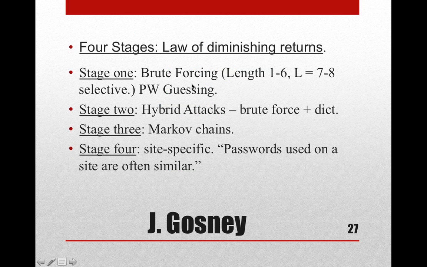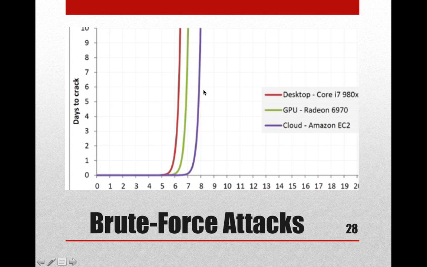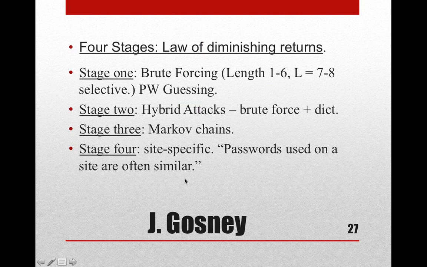I mentioned they use this OCL hashcat. So he did the brute forcing 1 to 6 characters. For length 7 and 8 characters, he was much more selective. If you look at a brute force attack here, you can see it goes up exponentially, or maybe more than that. Once you get to 6 or 7 here, you really reach an incline. So after that, he went to hybrid attacks, Markov chains, and this is very interesting to me.